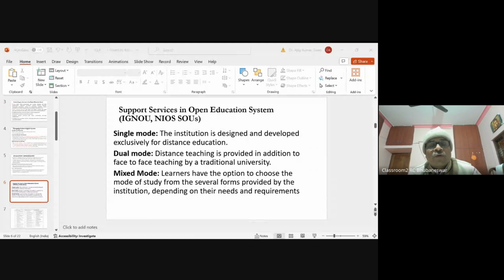Learners have the option to choose the mode of study. Either they will prefer face-to-face mode, or in some cases online mode or distance mode. So different modes are open. NEP 2020 clearly mentions that it depends upon the student; he can choose the subject.